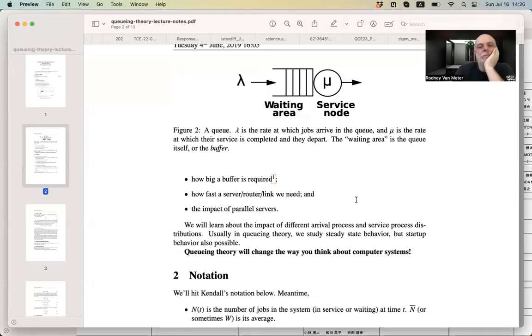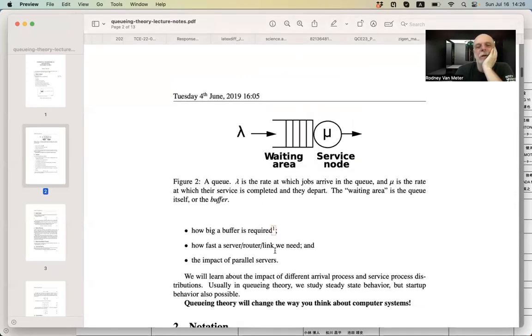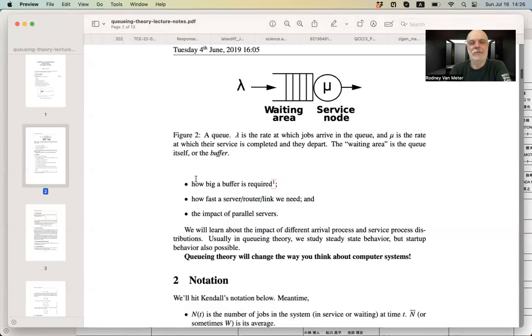If we analyze these sorts of systems, they will tell us, among other things, how fast a system we need, how fast a network or how fast a router is in the internet. We'll learn about the impact of parallel servers in the system, and even simple things like how much space you have to have in your waiting area, how big a buffer is actually required. If you study this carefully, I think that queuing theory will actually change the way you think about computer systems.